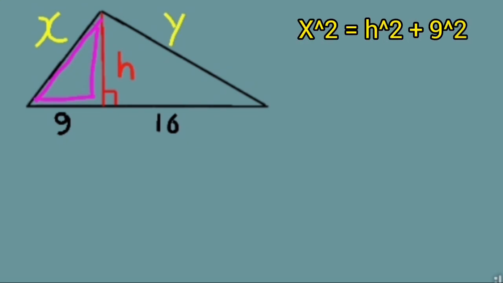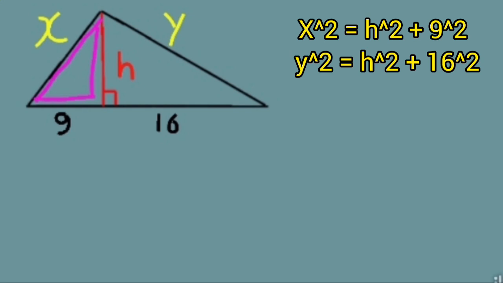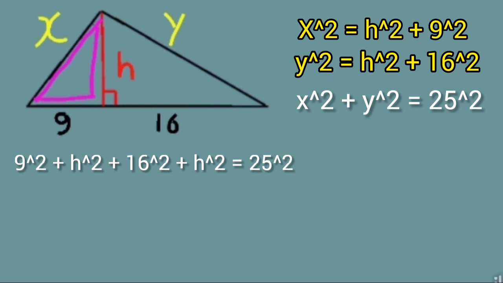Let's do the same with side y. Using Pythagoras' theorem, we can say y squared equals 16 squared plus h squared. Now, if we try to apply Pythagoras' theorem on the whole big triangle, whose one side is 25 and other two sides are x and y, we will get x squared plus y squared equals 25 squared. Now we can substitute values of x squared and y squared in this final equation, and we will get 9 squared plus h squared plus 16 squared plus h squared equals 25 squared.